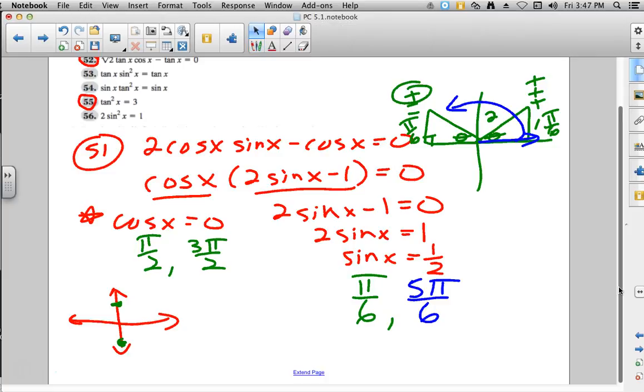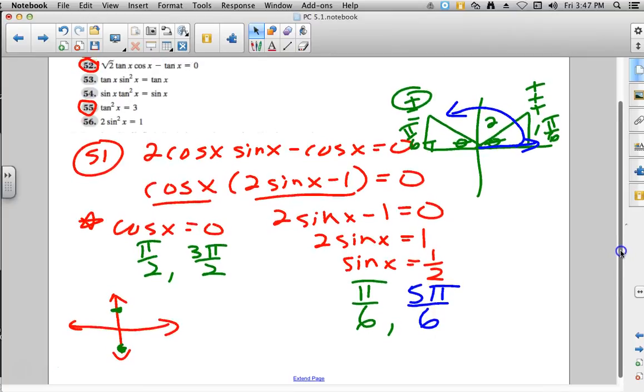And I wrote way too big, so I'm going to have to erase before I go on to the next problem.